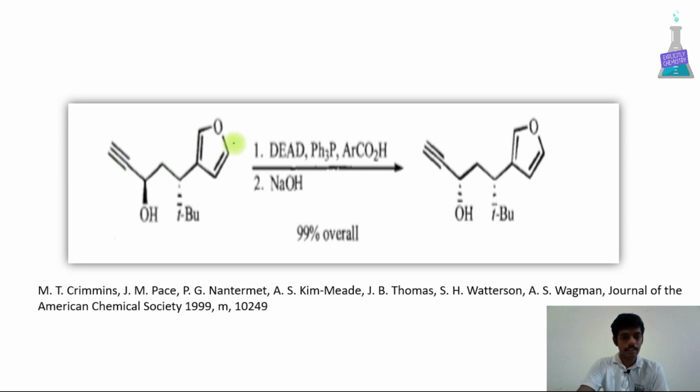This is an example which is taken from JACS. You see here, this is the starting material. We are treating with diethyl azodicarboxylate, PPh3, and this is an acid. We are adding NaOH, which is OH minus, a nucleophile. This OH, which is in wedge, will be converted into dash. The mechanism seems complicated, but the reaction seems to be simple. See, this wedge will be converted into dash. That's all.